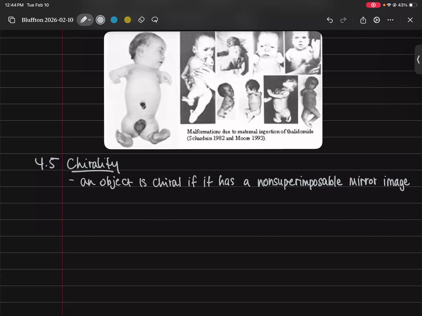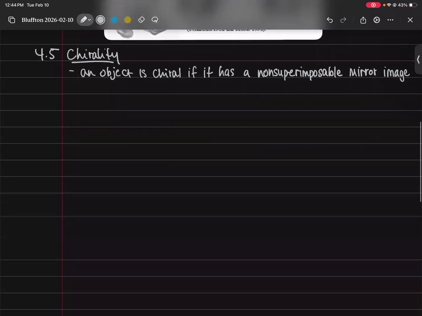You can't go like this, that didn't work. If you try to go like this, it looks like they match up, but no, here the back of my hand's facing you, and here the palm of my hand is facing you. So those are two different things. So your hands are chiral. They have non-superimposable mirror images. So another example of a chiral molecule is 2-butanol. We haven't talked about naming of alcohols, but that's okay.